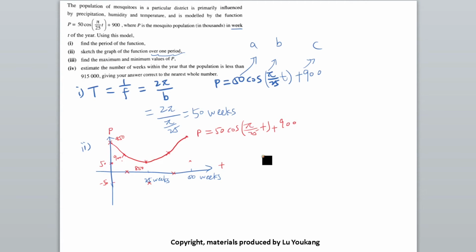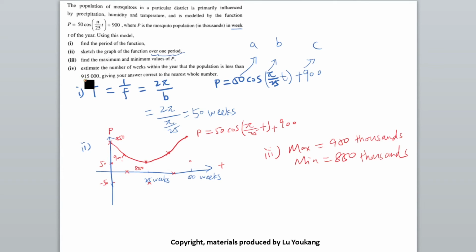Okay, now we are asked to find the maximum and minimum value of P. It's obvious from the curve, our maximum is 950 thousand. Our minimum is 850 thousand, because you should note that P population is in thousands. Okay, so don't forget. Last, estimate the number of weeks within the year that the population is less than 915,000 and give your answer correct to the nearest whole number.